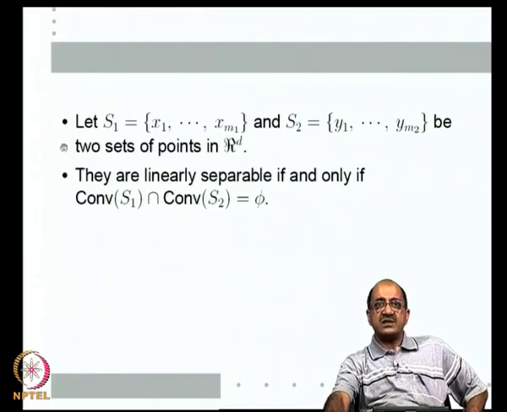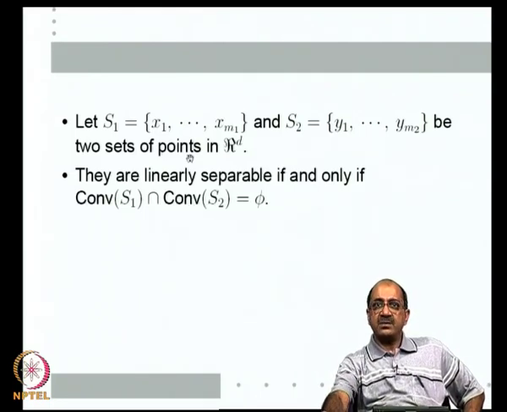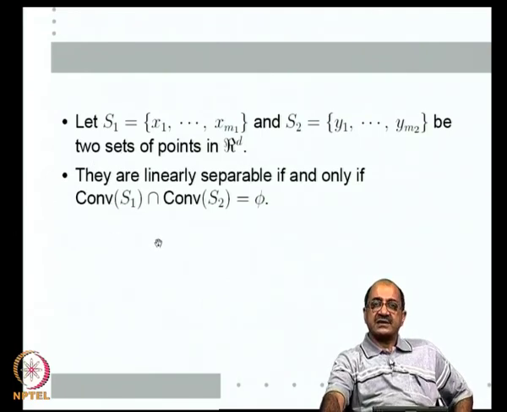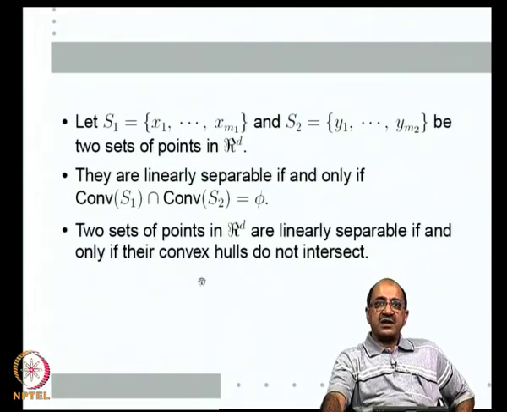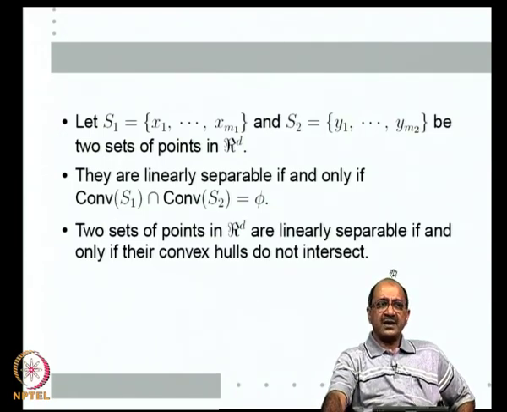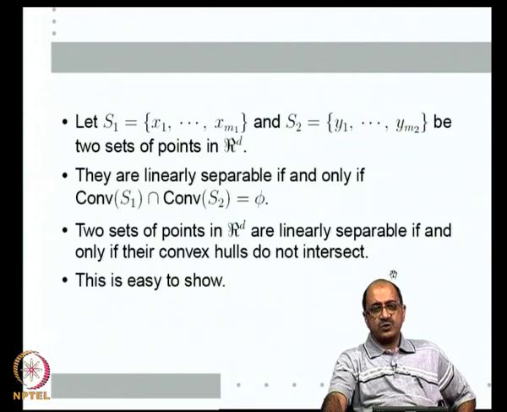So, the sets of points S1 and S2 are linearly separable if and only if the convex hulls of these 2 sets of points do not intersect. So, 2 sets of points in R^D are linearly separable if and only if their convex hulls do not intersect. It is not very difficult to show by using some well known property of convex sets. So, let us show this.